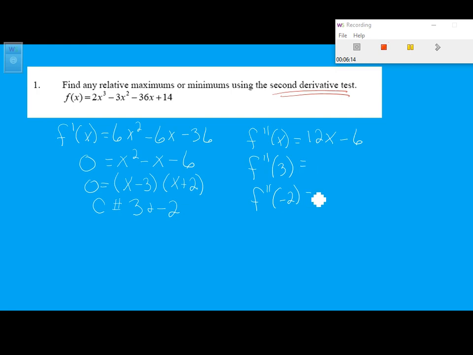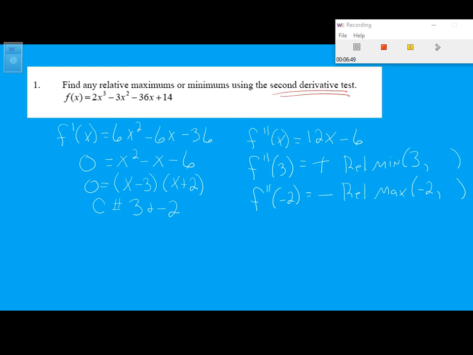Now guys, remember, I only care if they're positive or negative. I do not care about the number. To be truthful, I'd rather you not put the number, because I'm afraid you're going to think that's a y value of the critical number. Well, if I plug in 3, it's positive, which means I have a relative minimum at 3 something. When I plug in negative 2, I'm definitely going to get something negative. So I have a relative maximum at negative 2 something.